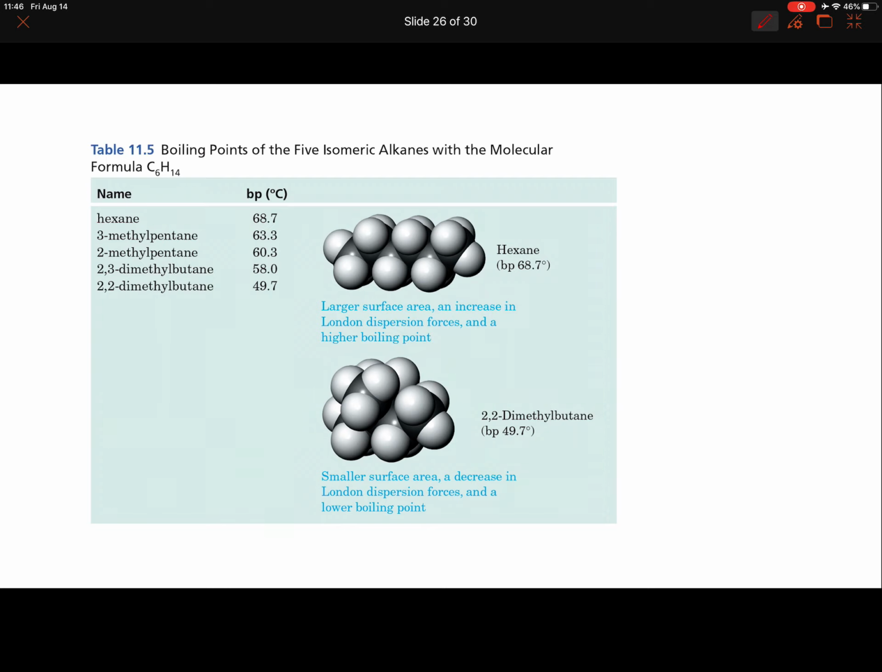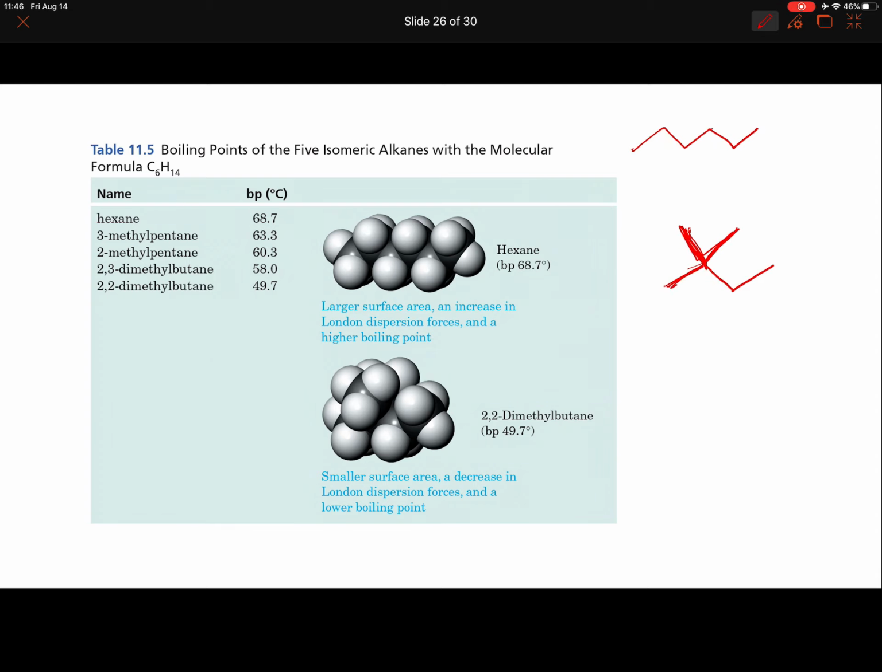So let me draw one of these. Hexane: 1, 2, 3, 4, 5, 6. I'm terrible at this. So that's hexane. What's the other one? 2,2-dimethylbutane. So 1, 2, 3, 4, and 2,2-dimethyl, like this. Both of these are the same formula.